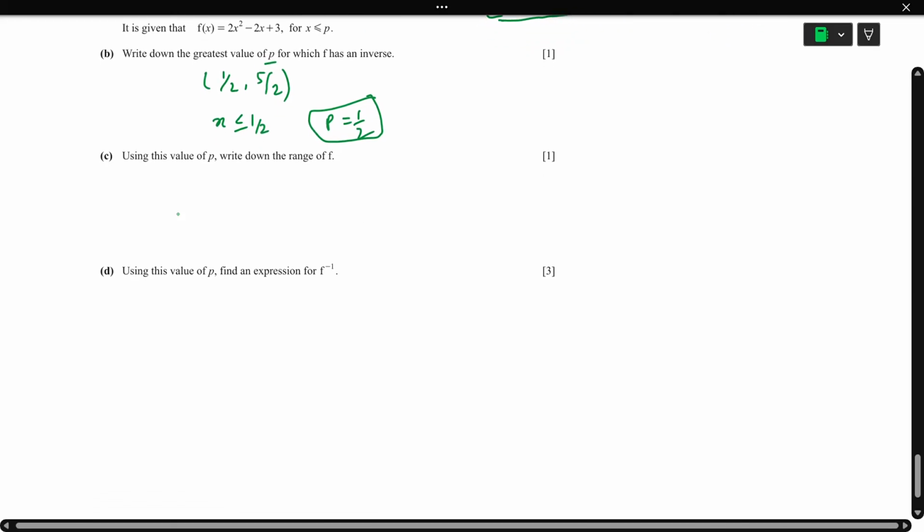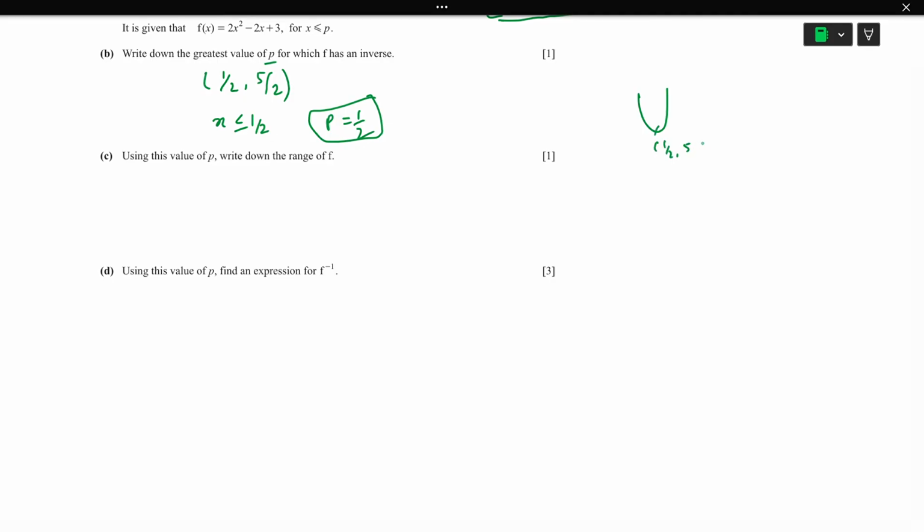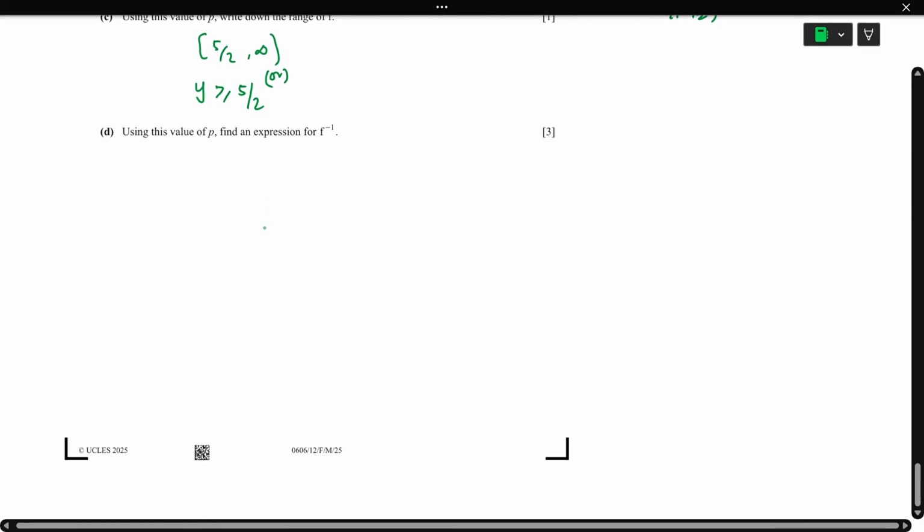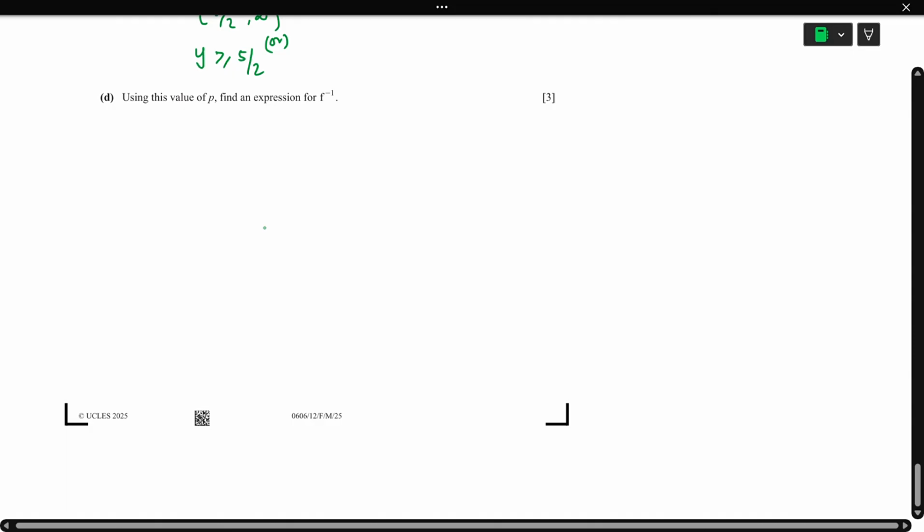Okay, next, using the p, write down the range of f. So the range is going to be, here is 1 by 2 comma 5 by 2. So the range is going to be closed 5 by 2 comma open infinity. Or you can write y is greater than or equal to 5 by 2, any one thing you can write. Okay, the next question, using the value of p, find an expression of f inverse. So we need to do f inverse of x.